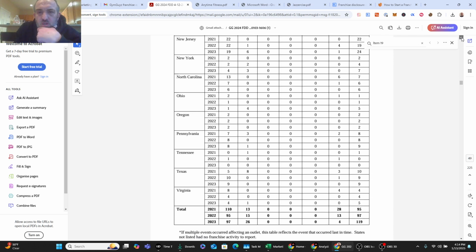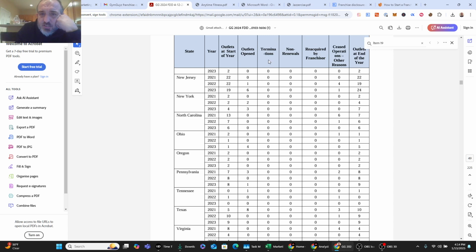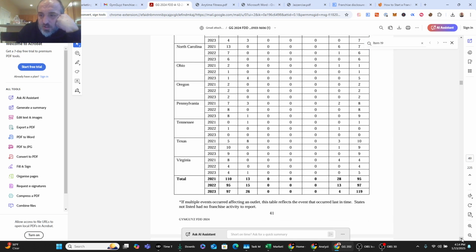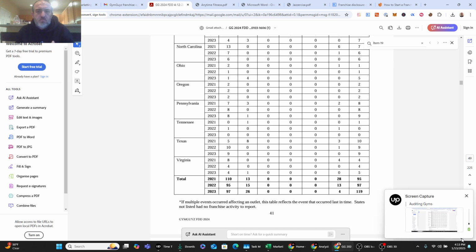Now, if instead there's a number like that in terminations or non-renewals, that would also indicate that there's some problem there. So now then, when I look at the revenues being low, there's no profit representations, and then there's the closure rates, all of those combined give me a lot of concern.